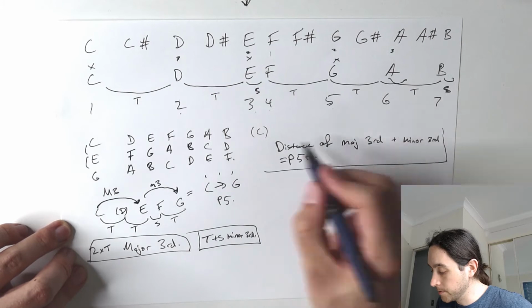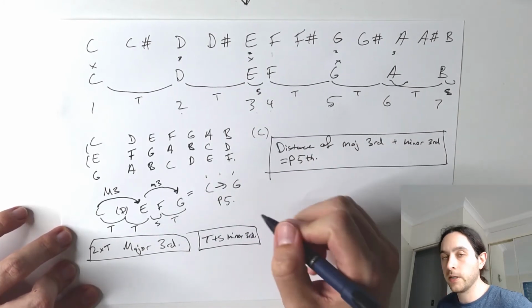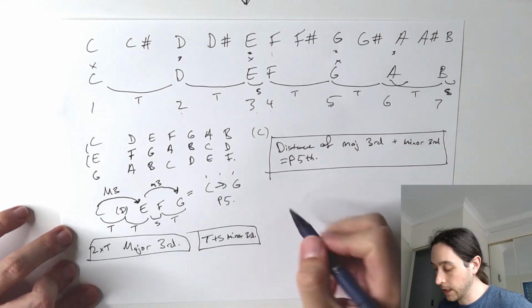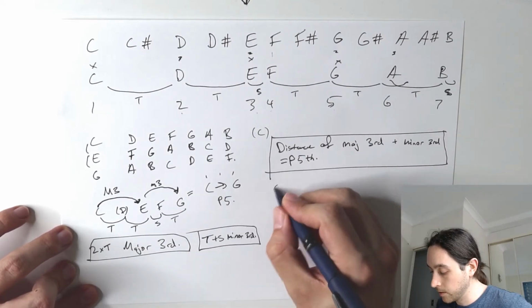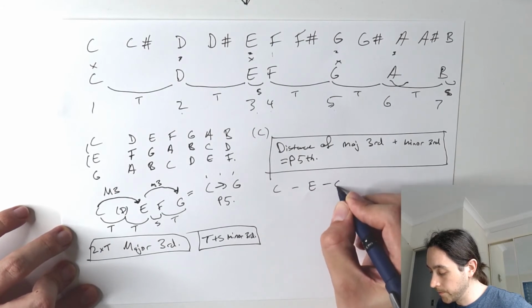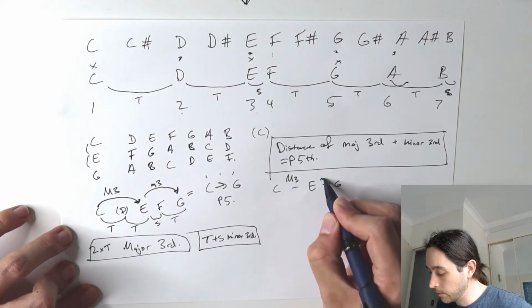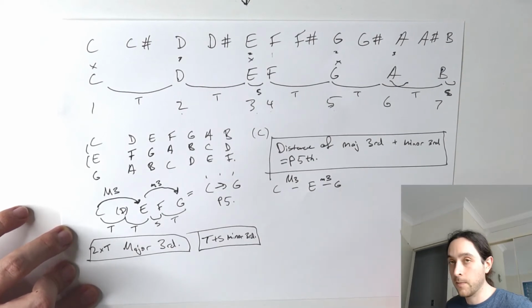This is important. So at this stage, we know to make a major triad, we need a major third and a minor third. Okay? C to E to G. We've got a major third, M3, and minor M3. That makes up our major chord.